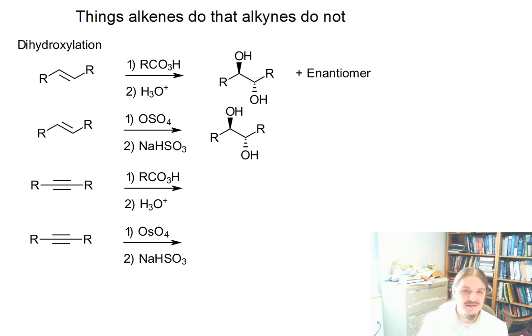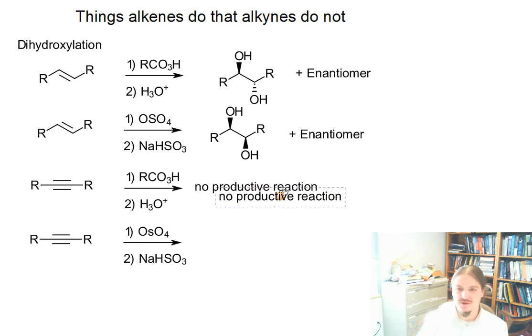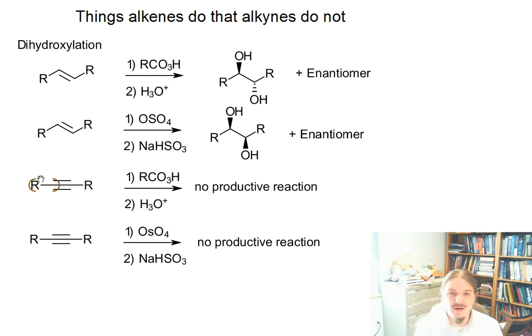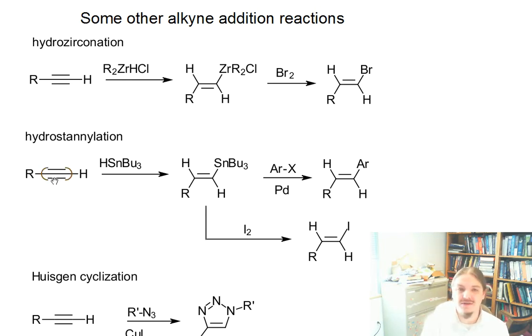There's also the syn dihydroxylation using osmium tetroxide, which again, if the product is chiral, the enantiomer forms in this reaction as well. These two reactions basically either don't do anything to alkynes or don't do anything useful to alkynes. So even though you will hear that everything an alkene can do, an alkyne will do twice, these are two reactions that are alkene only.